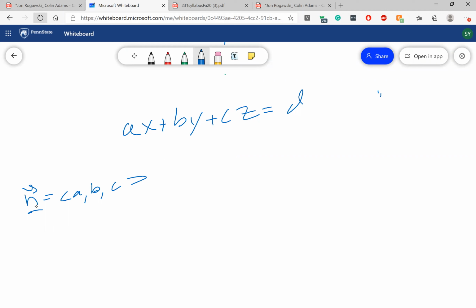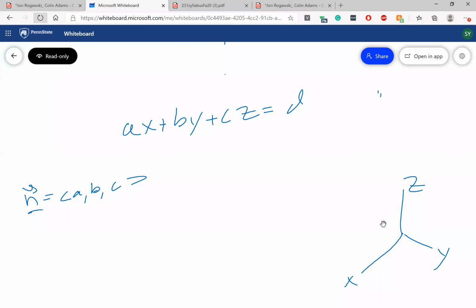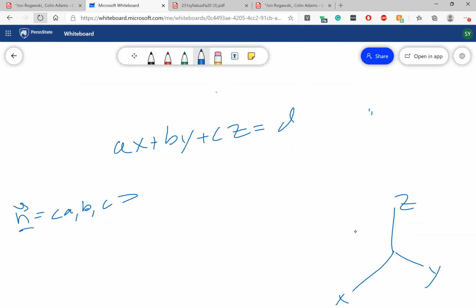And we will see in a second, if this is my plane, then the normal vector is orthogonal to the plane. So it's pointing out of the plane.